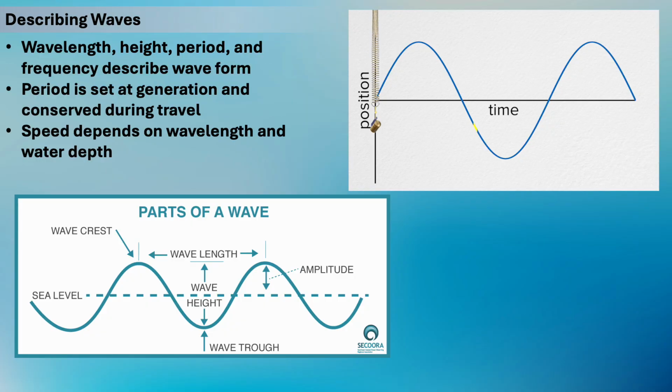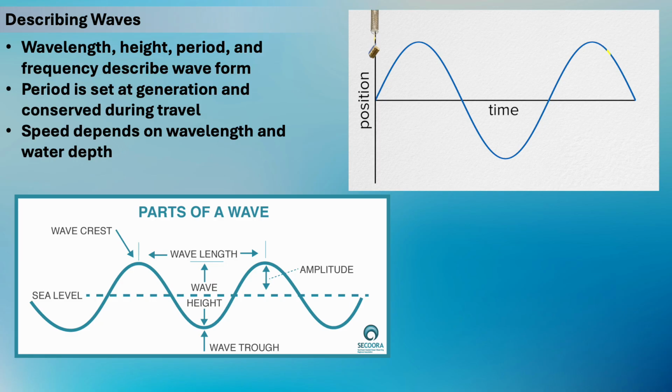To explain how waves behave, we need a shared vocabulary. Wavelength is the horizontal distance between two crests. Wave height is the vertical distance from trough to crest. Wave period is the time it takes for one wave crest to pass a fixed point. And frequency is simply the inverse of that wave period.